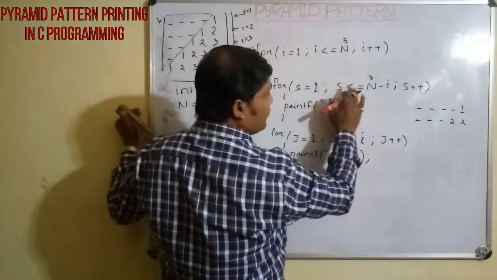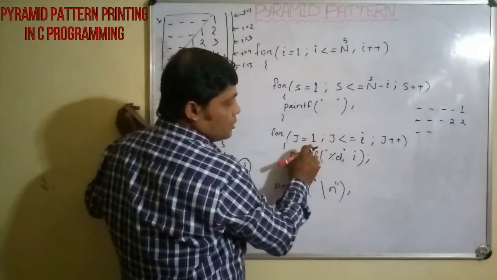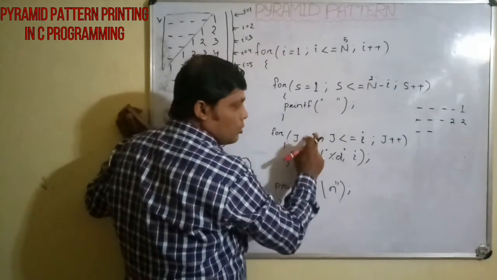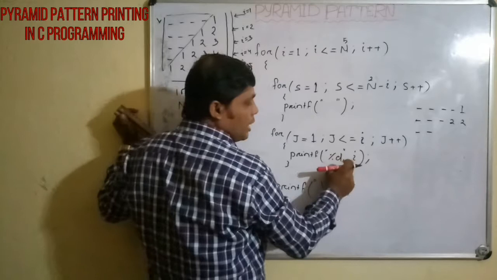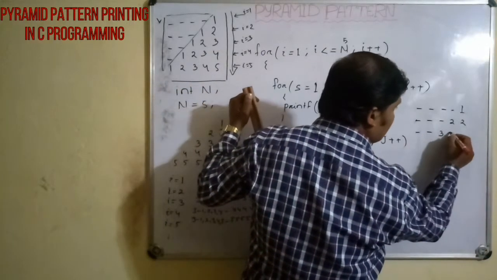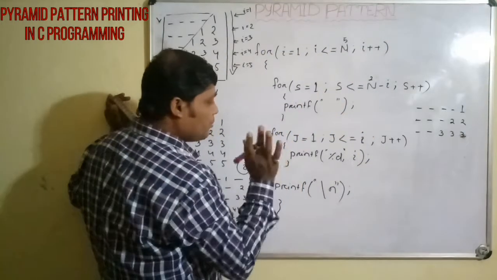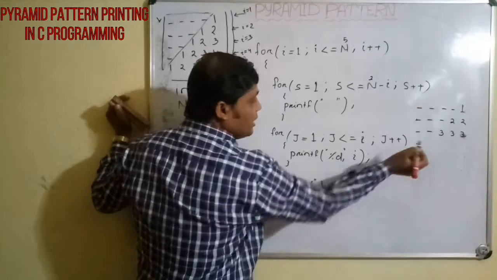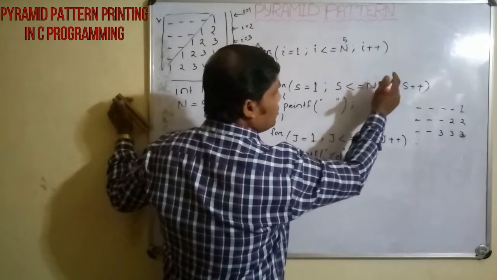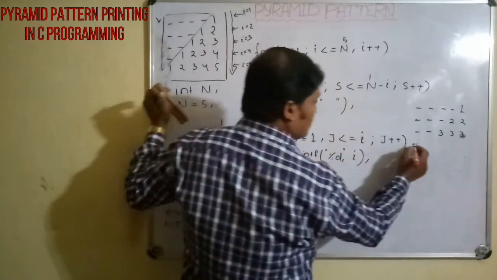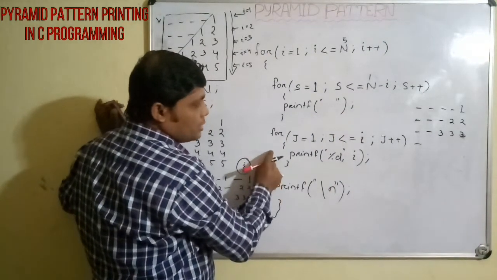When I value is 3, same. 5 minus 3 will be 2, so 2 spaces will be there. Then this loop will continue for 1, 2 and 3. Yes or no? So 3 times it will print the I value. I value now is 3, so 3 times it will print 3. Clear? Very simple. Then it will go to the next line. Then when I value is 4, this will be 1 to 5 minus 4, that is 1. So 1 time it will work and it will give 1 space. Then it will come to this loop.